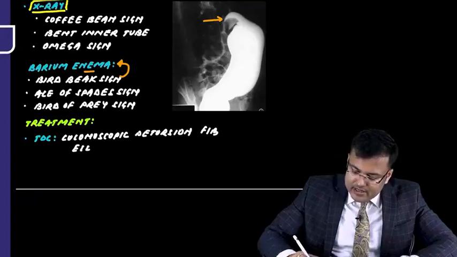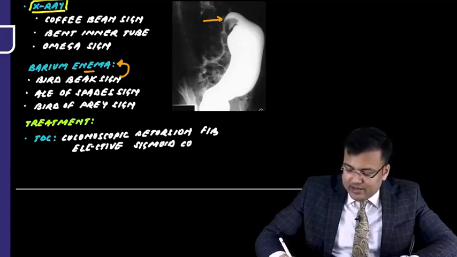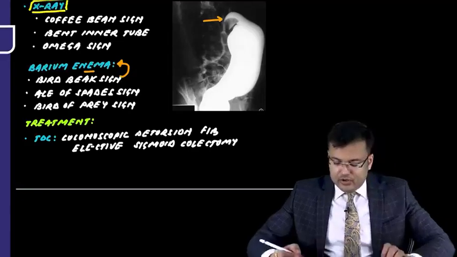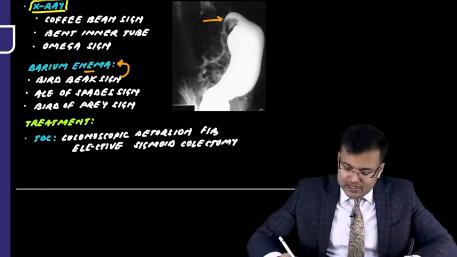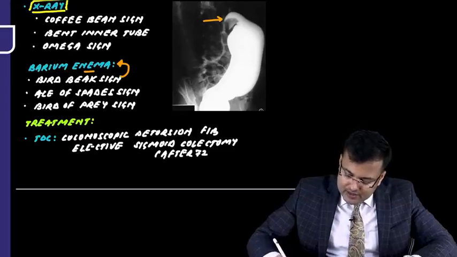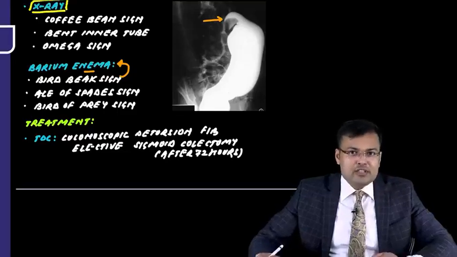Followed by elective sigmoid colectomy. And you know that elective surgeries have lesser complications. So elective sigmoid colectomy is usually done after 72 hours. After 72 hours. So this is the treatment of choice for sigmoid volvulus.